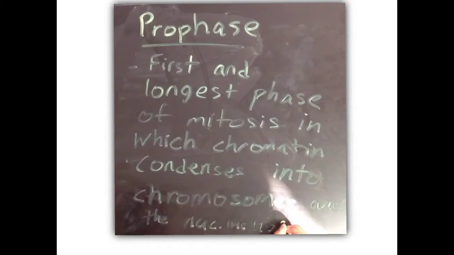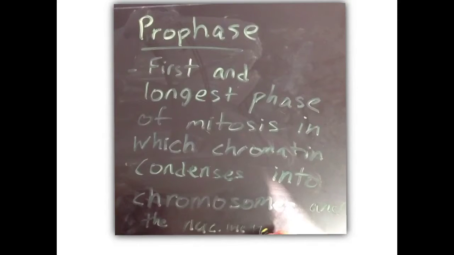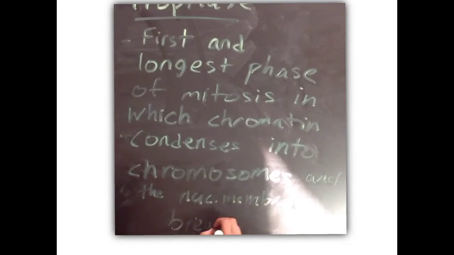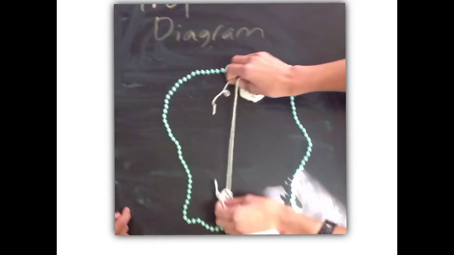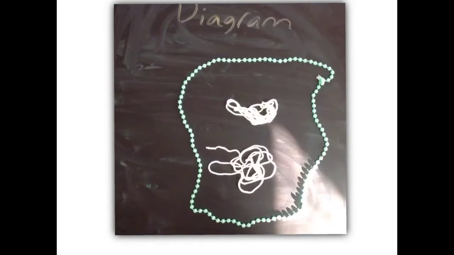In animal cells, the centrioles near the nucleus begin to separate and move towards the poles of the cell, and as they move, a spindle starts to form between them. Okay, so this is a diagram, and this is basically showing that the two white strings are represented as chromosomes, and that's how they're getting split apart.